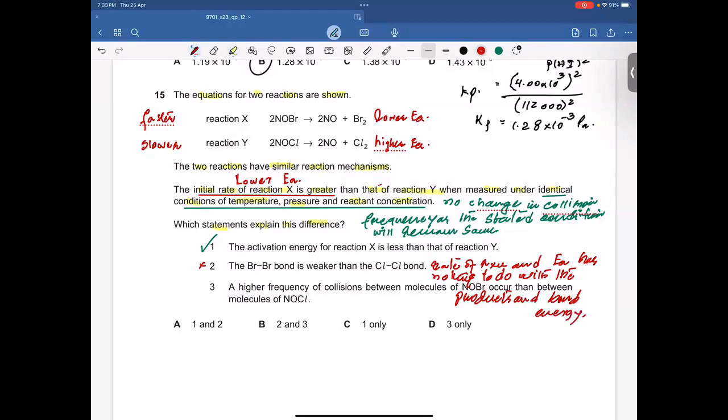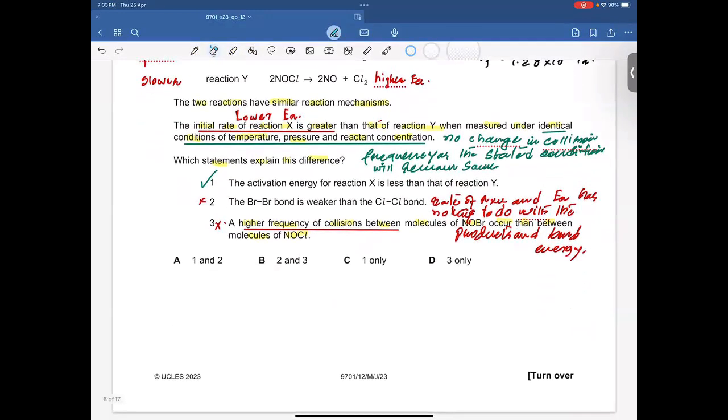All right. A higher collision frequency between molecules of NOBr occurred than between molecules of NaCl. A higher frequency is not possible because the stated conditions are constant, which means we are maintaining the temperature, the pressure, and the concentration. If there is no change in concentration, pressure, and temperature, there is no change in collision frequency. So from my perspective, A is incorrect, D is incorrect, B is incorrect, and the right answer is going to be C. I hope it makes sense to you.